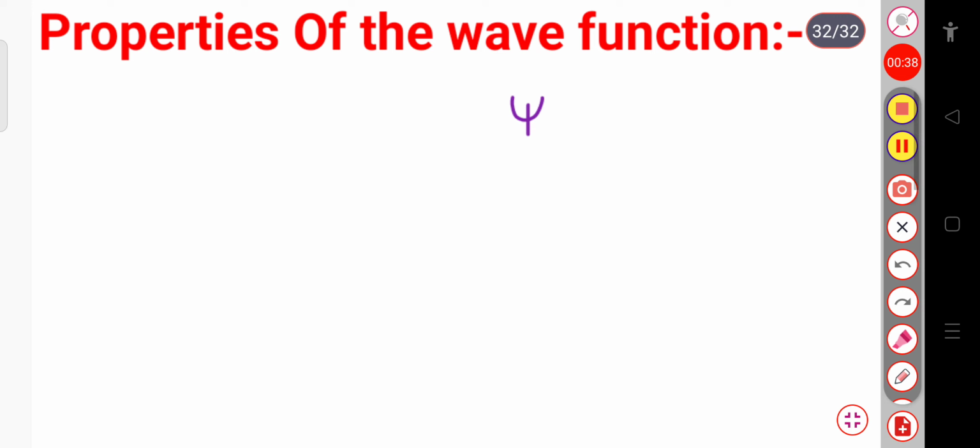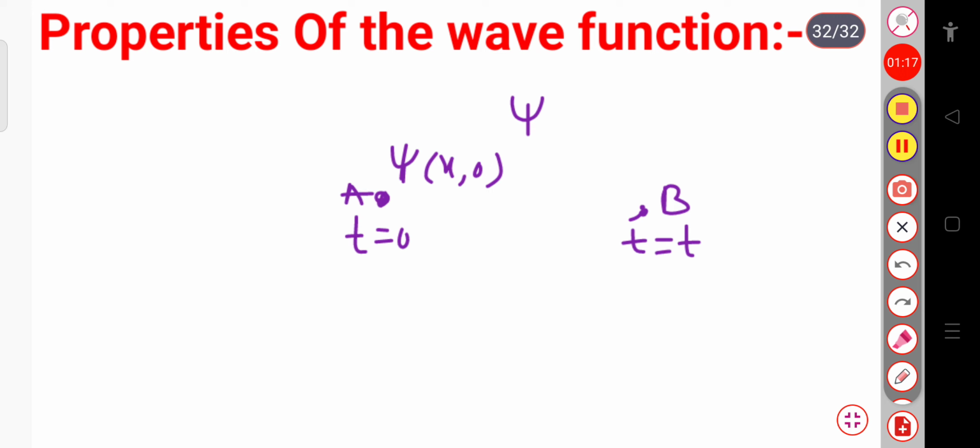State function means, if I consider a particle to be present here at some time t equal to 0, then this wave function, suppose a particle having this wave function psi at x comma 0. Suppose the particle's motion is along the x direction, then at the initial time t equal to 0, the particle's state is psi of x comma 0. After some time, suppose this point is a and the particle is at this point b, at t equal to t, then its state will be psi of the changed position, suppose x prime comma t. So this change in the state of the particle is described by this function psi.